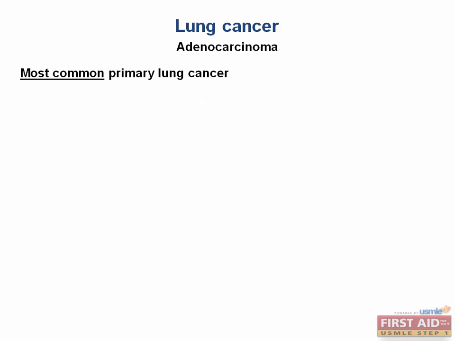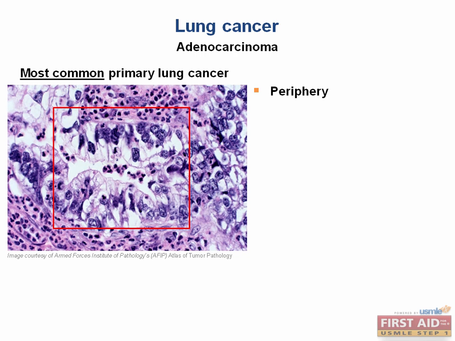Adenocarcinoma makes up about half of all primary lung cancer, so it's the most common one out there. It usually occurs in the periphery of the lung tissue, often at sites of prior injury or scarring. Now, what mutations should you expect in this cancer? KRAS, EGFR, and ALK mutations.